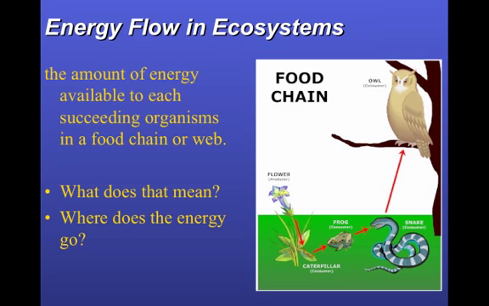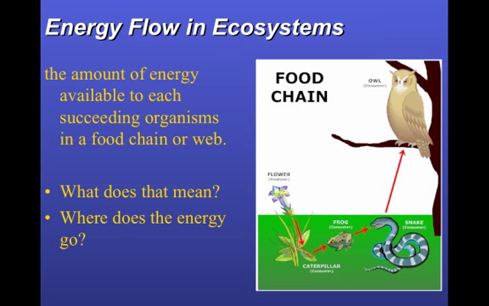Next, we're going to be talking about energy flow. Okay, how does energy move? It starts with photosynthesis, starts with the producer, and then it moves on, but there's some more detail here. So the energy flow is essentially how much energy is necessary to each organism in a food chain or a food web, and we're going to discuss the differences between those two terms.